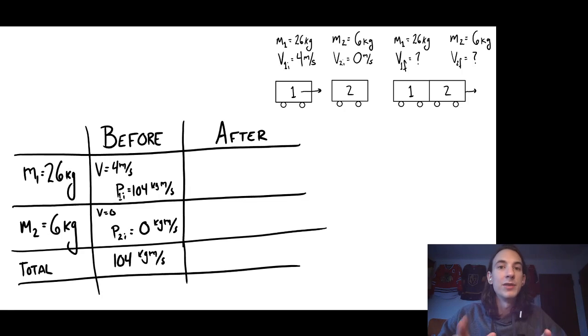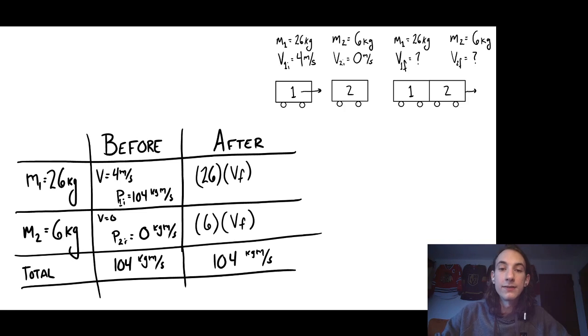Kilogram meters per second is our unit for momentum. For cart number 2, it's not moving at the beginning, so it has a velocity of 0, which means it has no momentum. So the total initial momentum equals 104 kilogram meters per second. If that's the total initial momentum, that has to equal our total final momentum. So our total final momentum is also 104 kilogram meters per second, and that's made up of the two carts moving: the mass of cart 1 moving at some final velocity, and the mass of cart 2 moving at some final velocity.